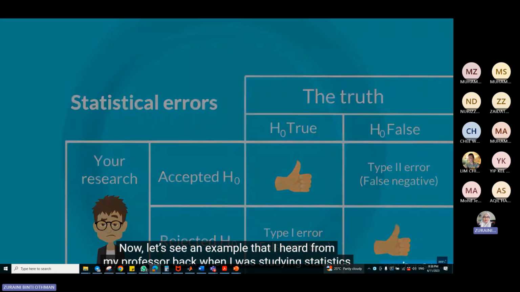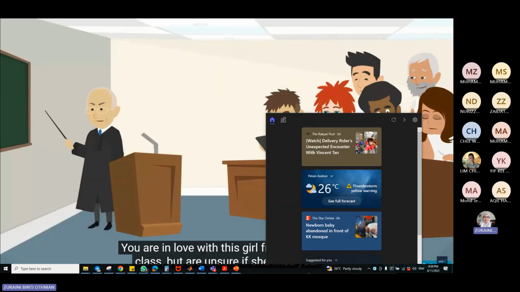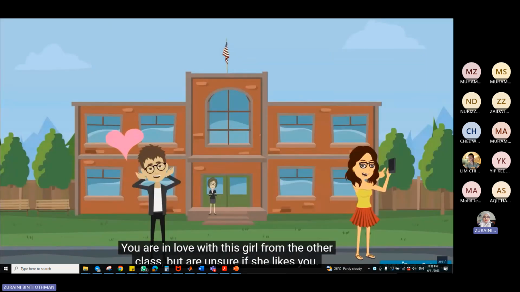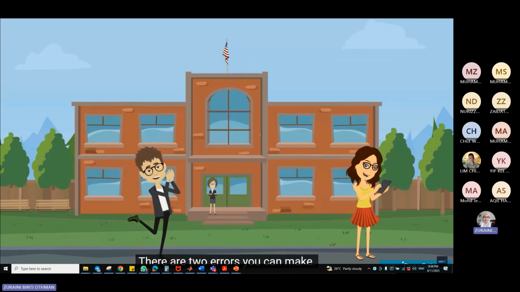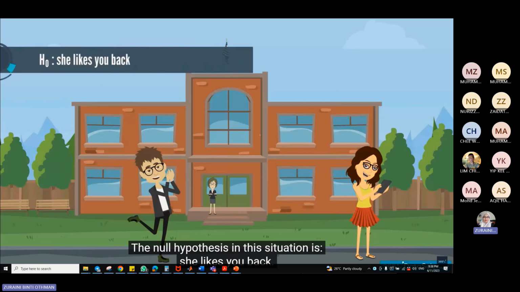Now, let's see an example that I heard from my professor back when I was studying statistics in university. You are in love with this girl from the other class, but are unsure if she likes you. There are two errors you can make. First, if she likes you back and you don't invite her out, you are making the type 1 error. The null hypothesis in this situation is, she likes you back.